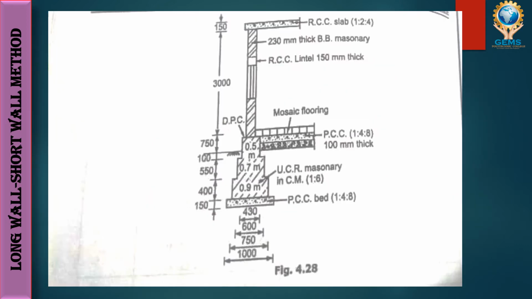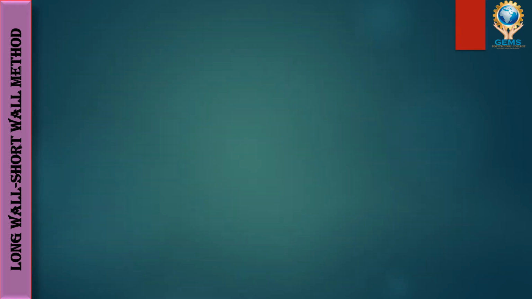The next one, this is the section of the building. Okay, we have seen in the previous image the plan of the building. So this is the section of the building. Okay, so here we have a PCC bed, then UCR masonry footings, then mosaic flooring, then lintel, then RCC slab. Okay, so every dimension is given using the section. Okay, DPC, etc.